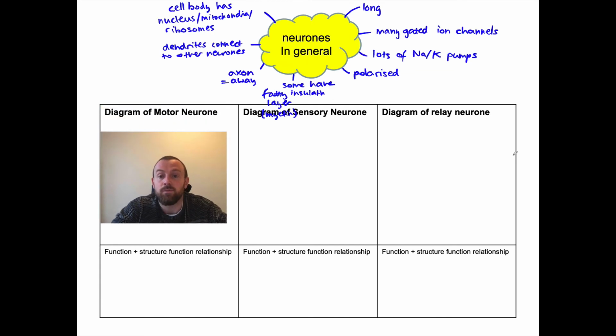General features. They are long cells, with many gated ion channels and lots of sodium-potassium pumps. They are polarized. They have a cell body with a nucleus, mitochondria, and ribosomes. They have dendrites, which connect to other neurons, and they have an axon, which carries the impulse away from the cell body. So dendrites carry the impulse towards the cell body, axon away from the cell body. Some neurons also have a fatty layer, which is called myelin, which insulates the axon, and it helps speed up the message. More on that later.